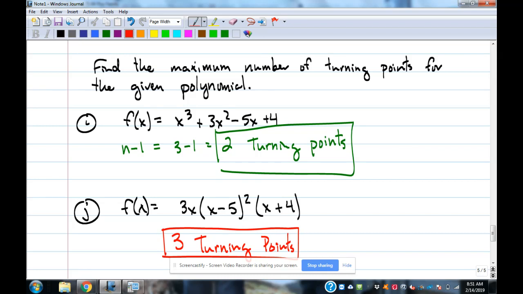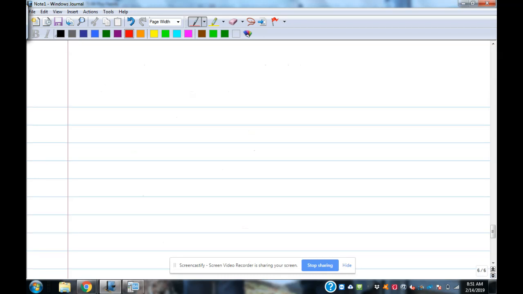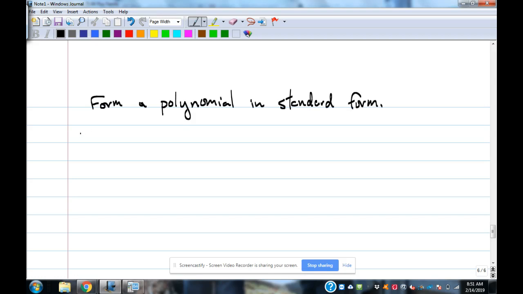All right, now this is everybody's favorite part of this section. No, solving's too easy. Form a polynomial in standard form. It has zeros, 1, -2, and 3. It has a degree of 3.